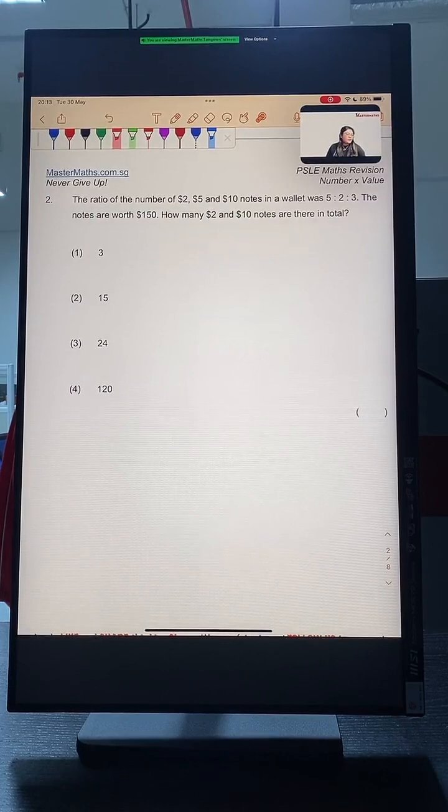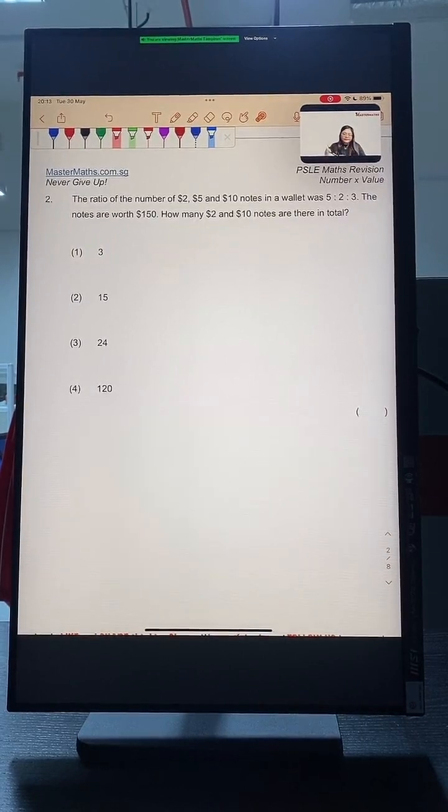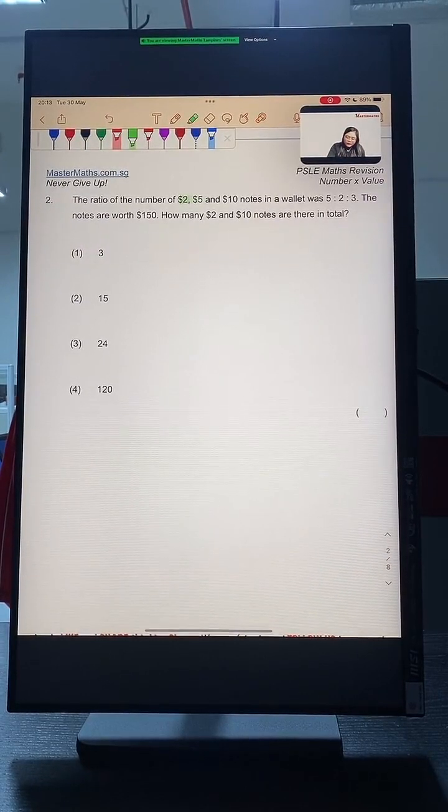Again, we need to see two things in order for us to use number times value. We need the number of items, which in this case are the notes. We also need the value of the items. Let me highlight that for you. We have the value of the notes. This is my value.